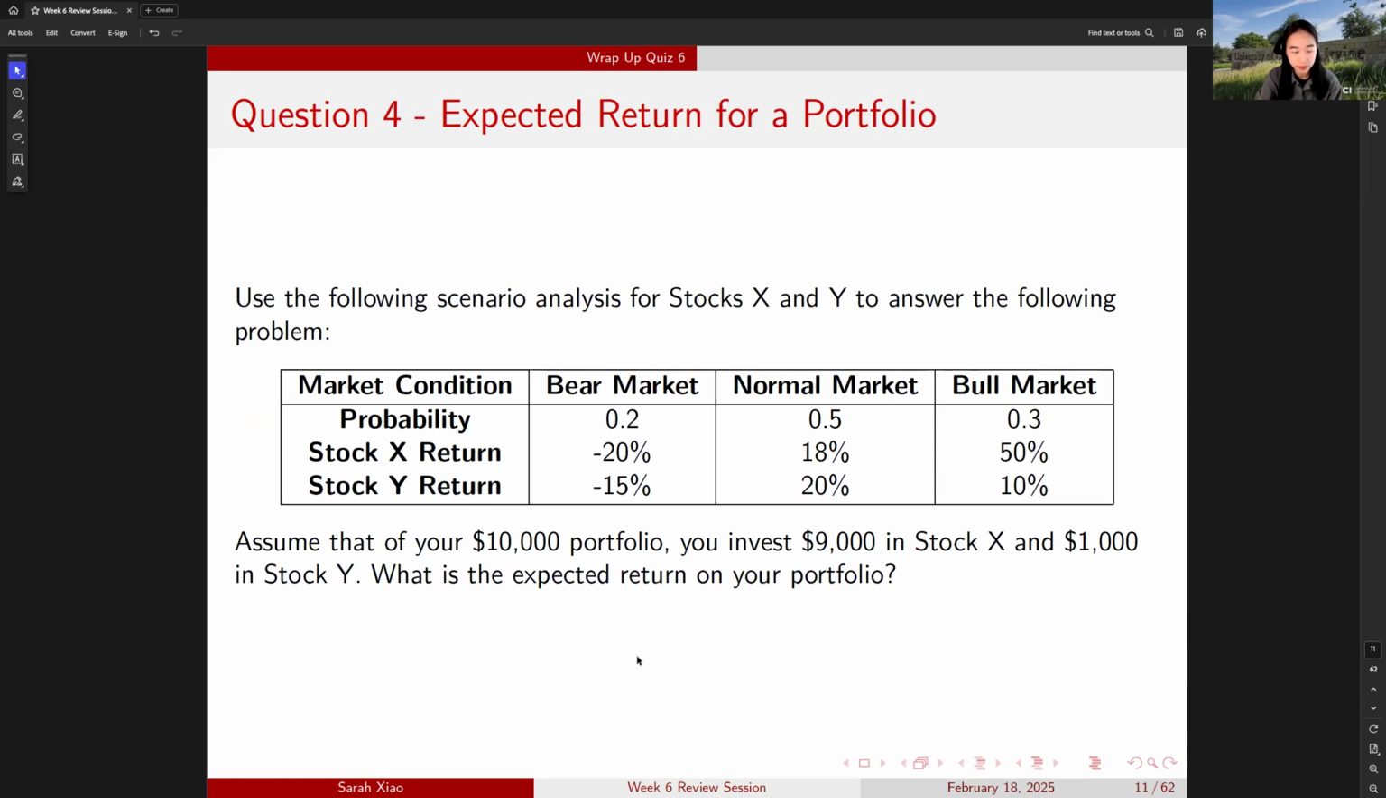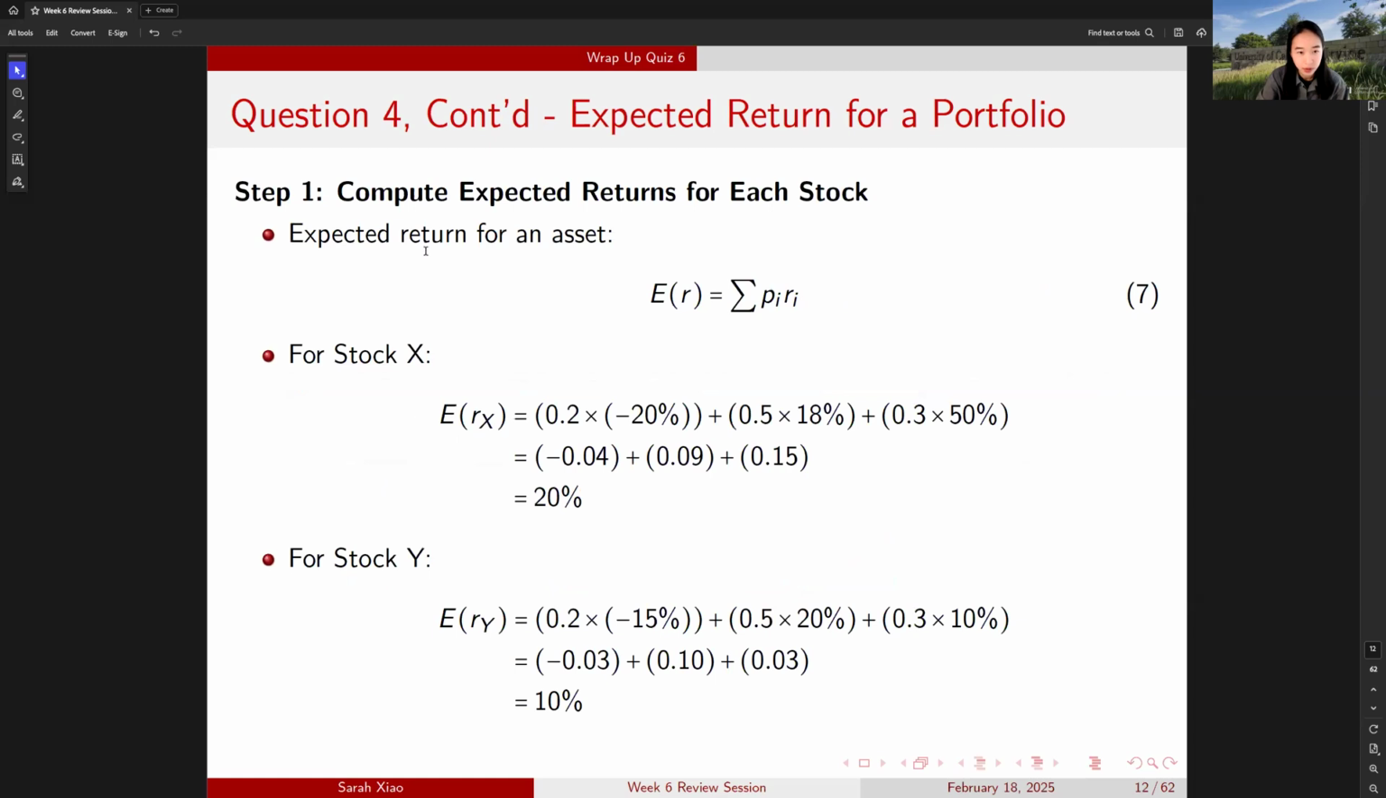All right. The next question is quite similar, but we are asking for the expected return on a portfolio rather than a single asset. So firstly, the expected return formula for an asset is the same as before. So we can calculate the return for both stock X and stock Y as 20% and 10%. The calculation steps are given here.